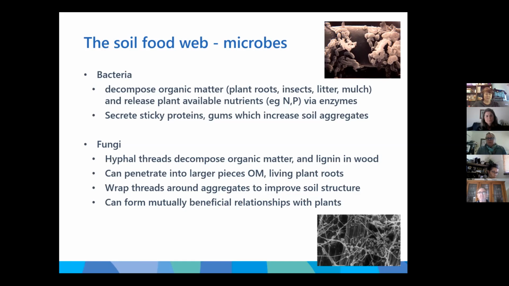And fungi can form mutually beneficial relationships with plants. They can be very specific, so one species of fungi can live in the roots of one species of plant, or they can be generalists. Things like mycorrhizae live in the plant roots and access extra water and phosphorus for the plant, while the fungi get food from the plant. So it's mutually beneficial.